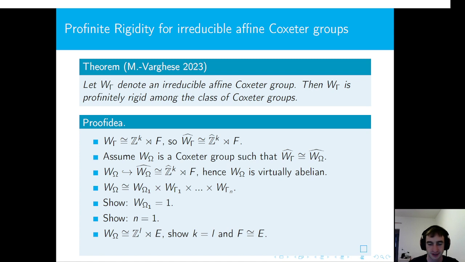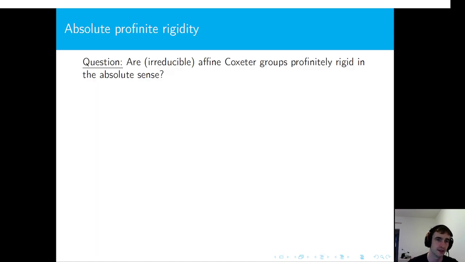But of course, the next question is now, what happens if we don't require the other group to be a Coxeter group? Or in other words, the next research question is, are irreducible affine Coxeter groups profinitely rigid in the absolute sense? And I can't answer this question. The only thing I can give you is a very basic example. So what's potentially the smallest, easiest irreducible affine Coxeter group that we can think of? It's the infinite dihedral group. So if the answer is supposed to be yes here, then it certainly should be yes for the infinite dihedral group.